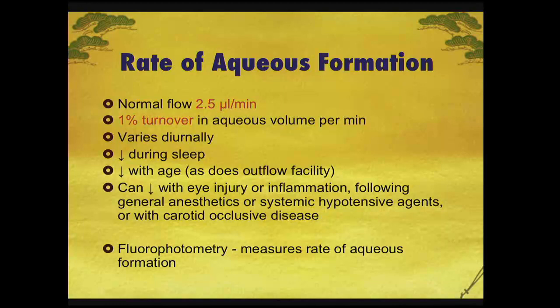Fluorophotometry is a test that actually measures the rate of aqueous formation. It's really just used for research studies, but you want to know a little bit about it because it is sometimes on the test. Basically, fluorescein is instilled in the eye, and then the rate that it disappears is measured.